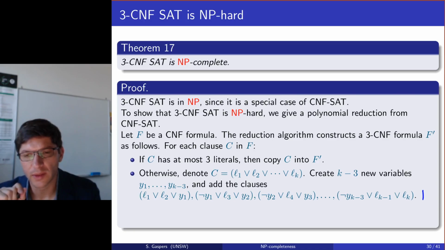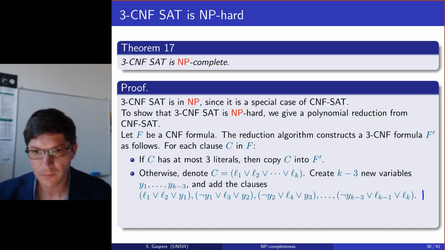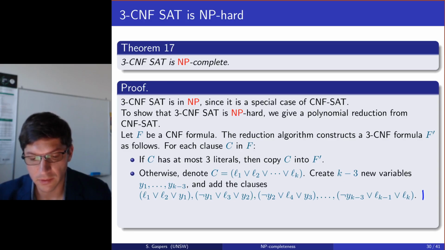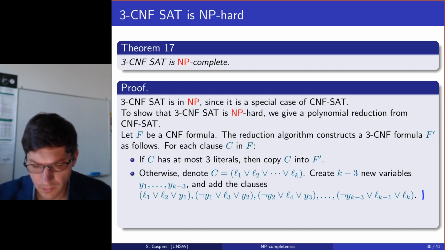And basically, what y1 does is the following. If y1 gets the value 0, then either L1 or L2 must get the value 1, because we need to satisfy this clause. So if y1 equals 0, then L1 or L2 satisfies the clause, and therefore the clause C is also satisfied by the same assignment if we just project it onto the literals that were in C. So if y1 is 0, then we satisfy the first clause.